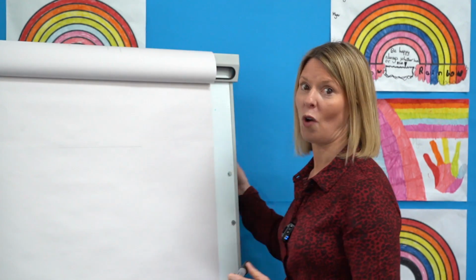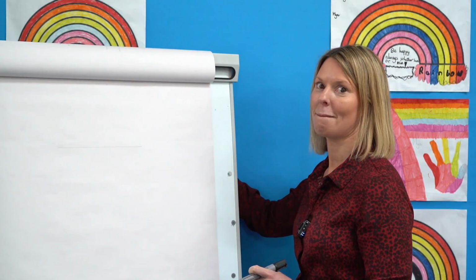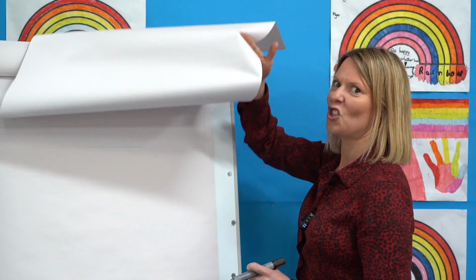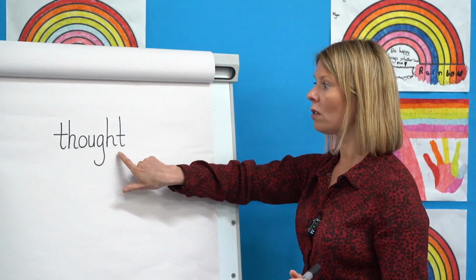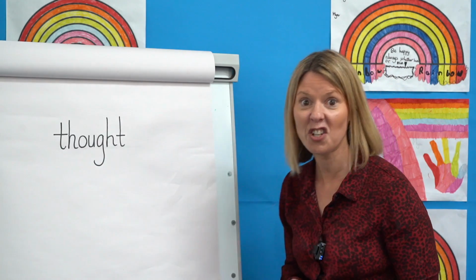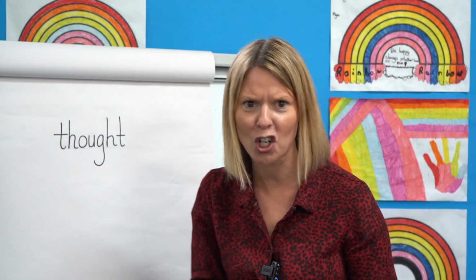What's the tricky bit? Or is written O-U-G-H. Write it down. Let's check. Thought. Did you get it right? Great job. Now let's practice spelling this tricky word that you have seen before.